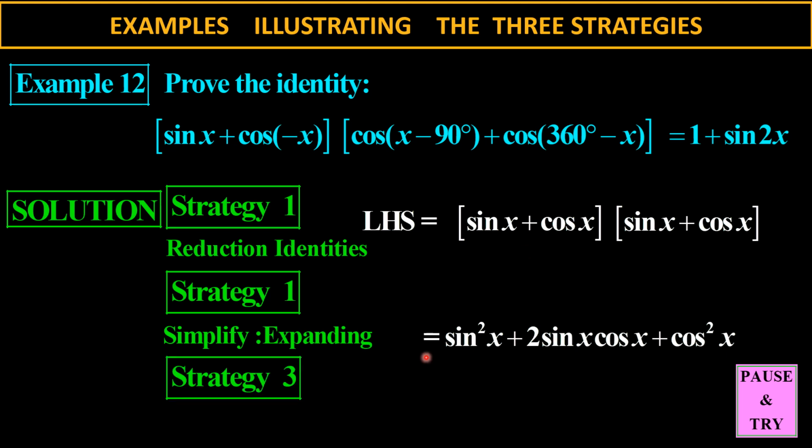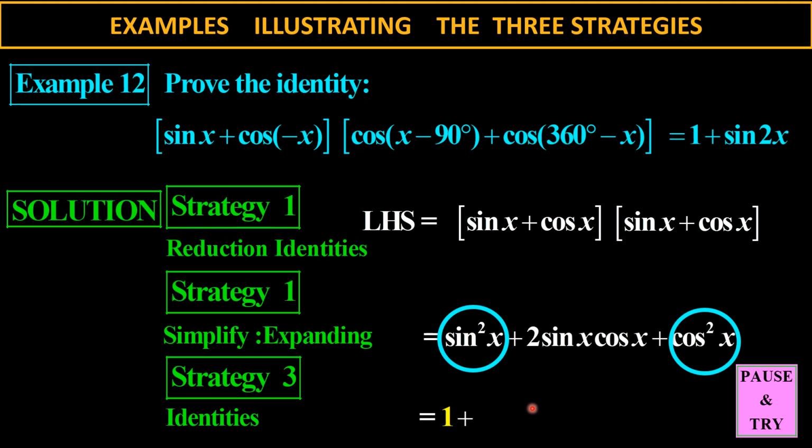But what do we notice then? We could apply strategy 3. There needs to be an identity. What is the identity that you see there? That's correct. Sine squared plus cosine squared. That's an identity. And what is that equal to? Sine squared plus cosine squared is equal to 1. And then I end up with 1 plus 2 sine x cos x.